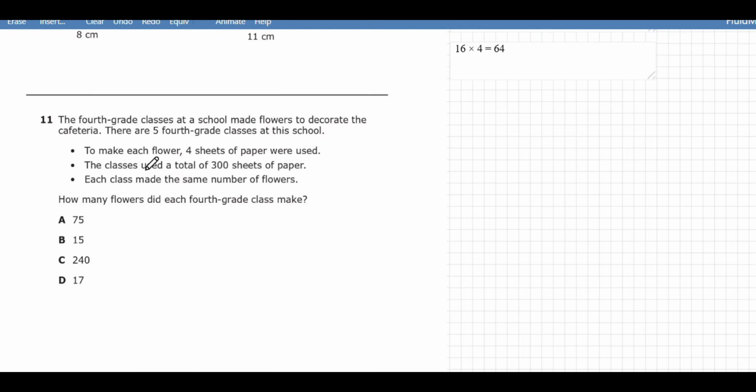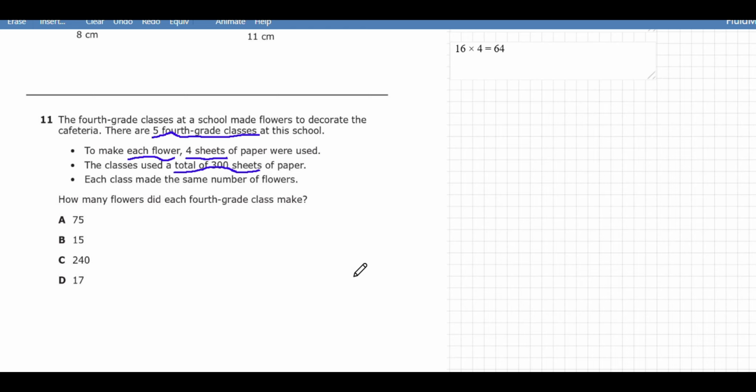Question number 11. The 4th grade classes at a school made flowers to decorate the cafeteria. There are 5 4th grade classes at this school. To make each flower, 4 sheets of paper were used. The classes used a total of 300 sheets of paper. Each class made the same number of flowers. How many flowers did each 4th grade class make?